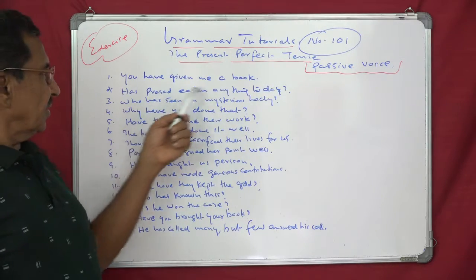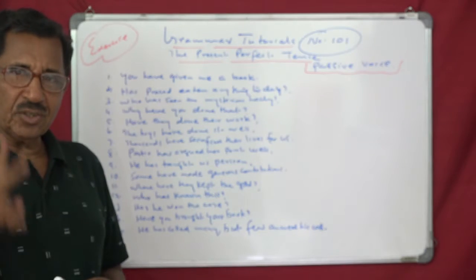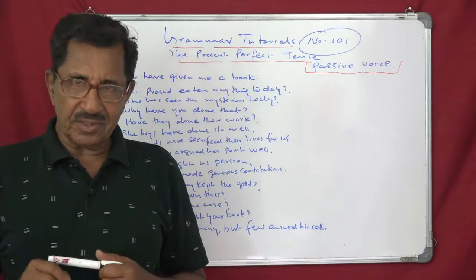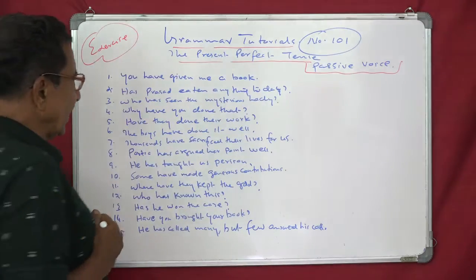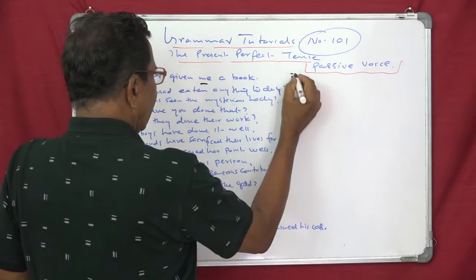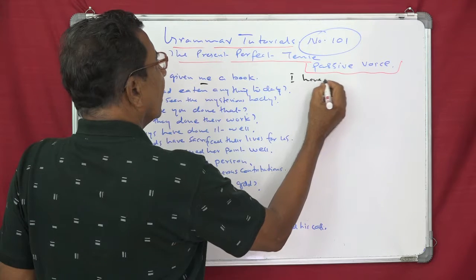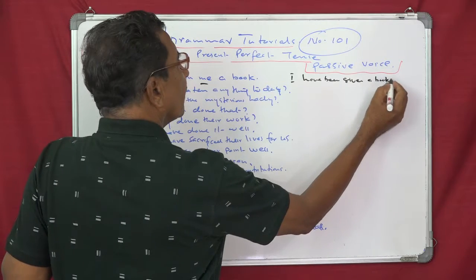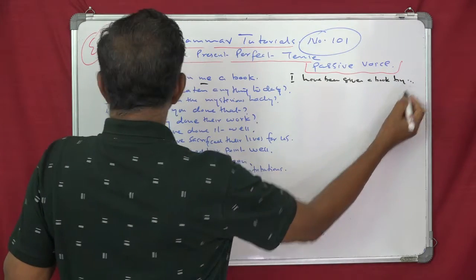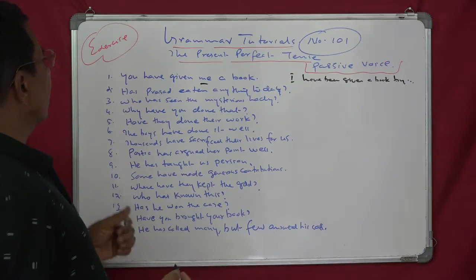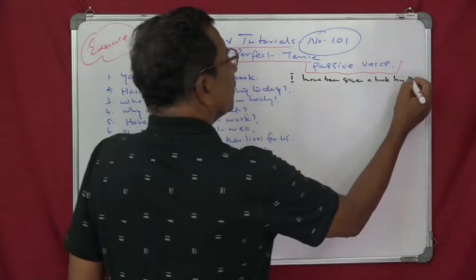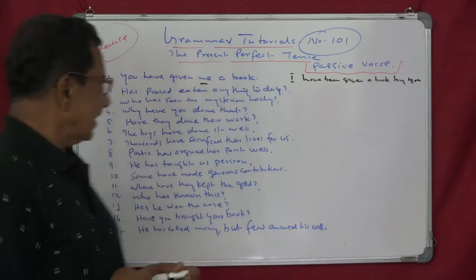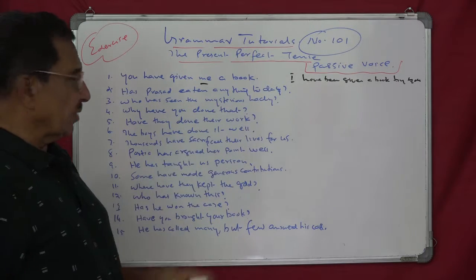Alright, you have given me a book. So this is a sentence with two objects. When you have got two objects, you take the personal object or the direct object. So the passive will be: I have been given a book by you. I have been given a book by you. Simple.